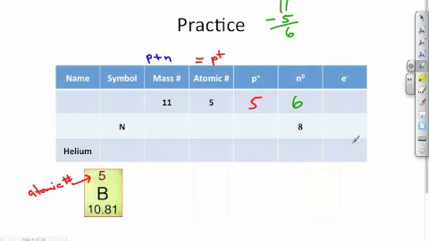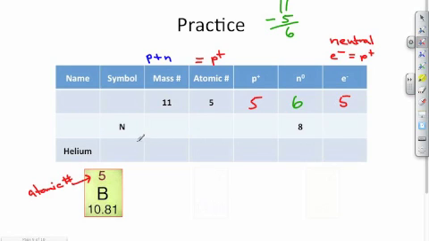Now, we can assume that this is a neutral atom. In fact, for your practice in this lesson, we can assume that all atoms here are neutral. So if the atom is going to be neutral, then we need the number of electrons to equal the number of protons. This is what neutral means. So if I have 5 protons, it's going to take 5 electrons to cancel each one of those out.